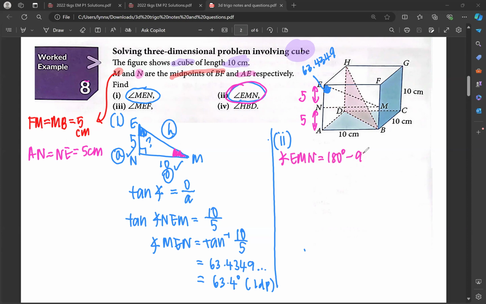180 degrees minus 90 degrees minus... Now, whenever you do that, you cannot just minus like that. Your teacher will fault you. You must put the reasoning. How come you know it's 180 minus 90 minus 63.4349? What's the reasoning? Very good. Angle sum of triangle. Excellent. So if I use angle sum of triangle and minus them, then what do I get?